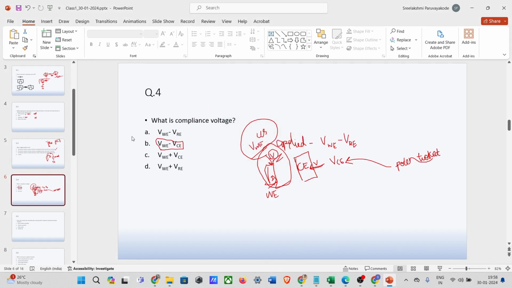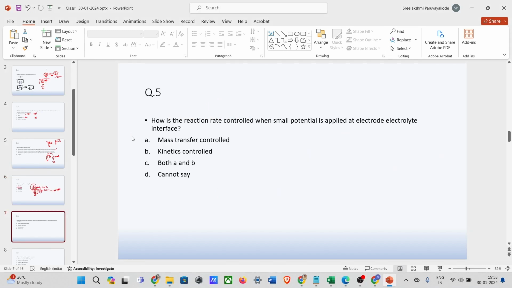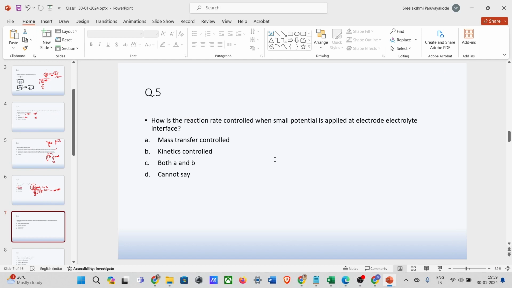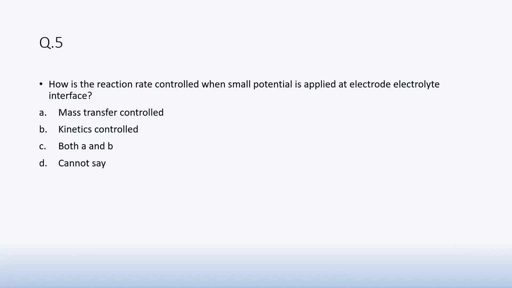Now the next question. Who can answer? How is the reaction rate controlled when a small potential is applied at the electrode-electrolyte interface? Kinetic control, no? Kinetics control. Okay, anyone else want to answer? Ma'am, B. Kinetics control. Okay. So the correct answer is kinetics control.